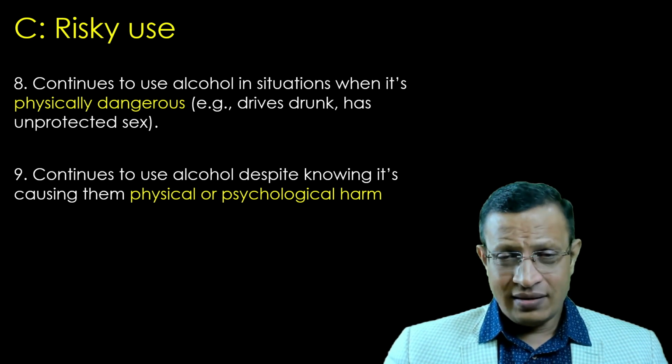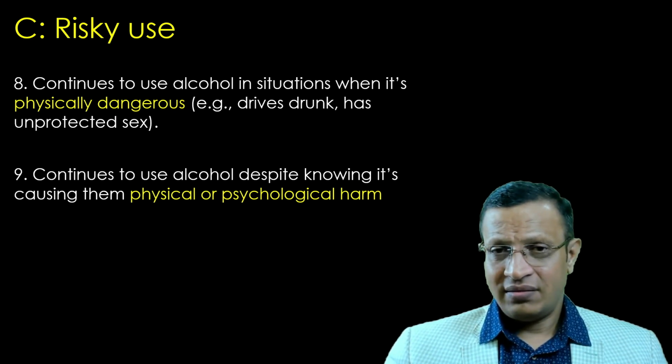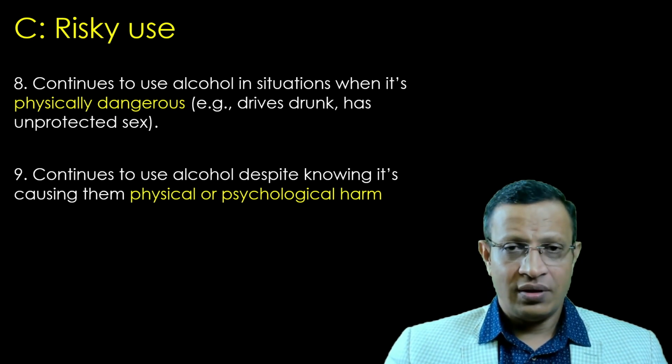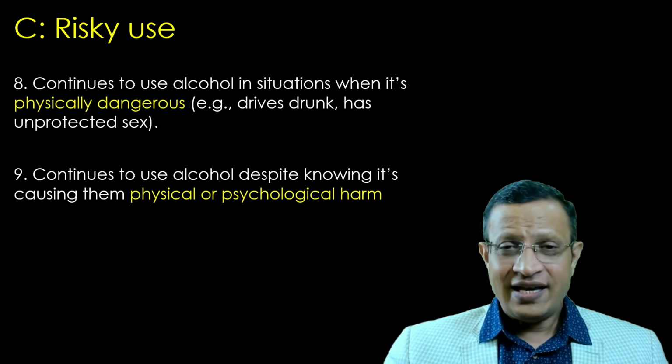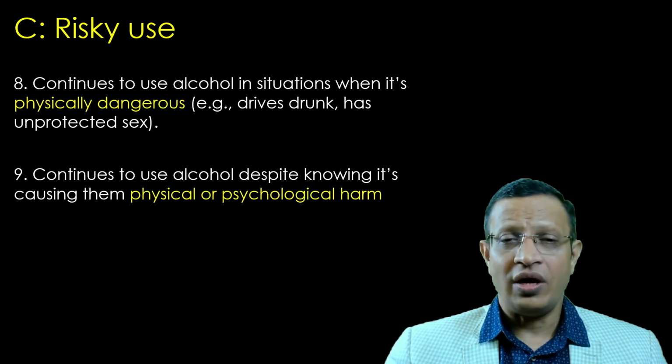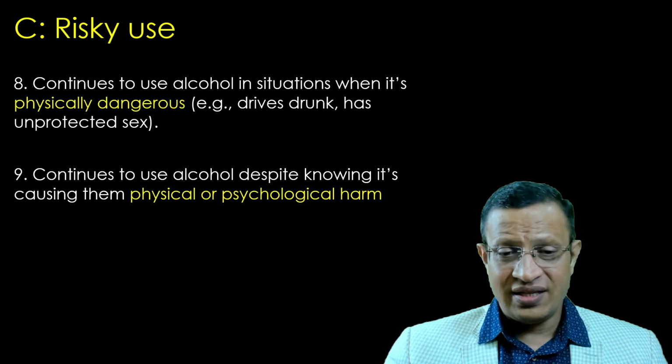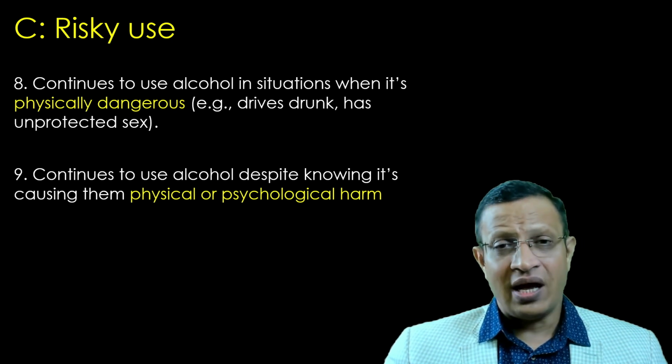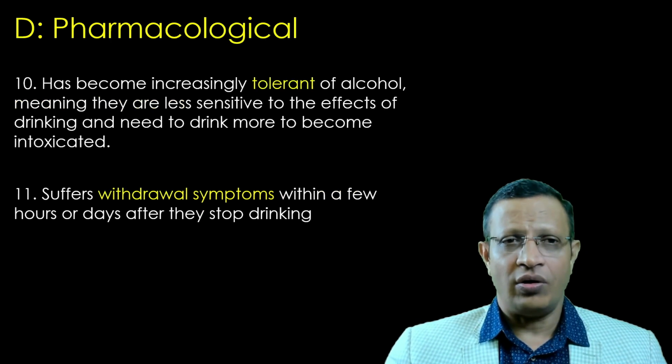At the same time, he also has harmful use. In spite of physical or psychological harm because of alcohol use, he still continues to drink. The doctor has said that he has liver problems because of alcohol use, but he is unable to stop it. He is having multiple ulcers, but still he continues to drink alcohol. That means harmful use is there: physical and psychological harm is there, but he continues to drink alcohol.